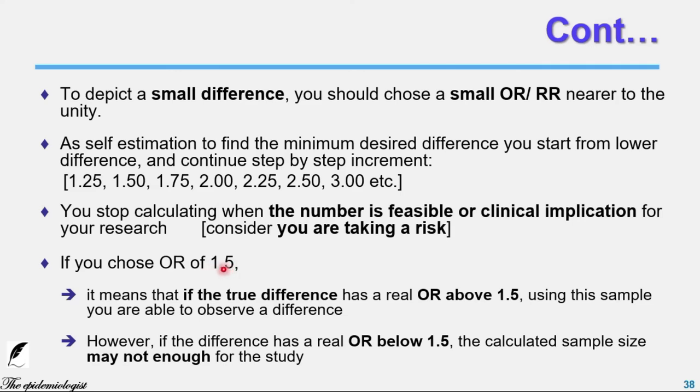For example, suppose you chose an odds ratio of 1.5. In that case, it means that if the actual difference has a real odds ratio above 1.5, using this calculated sample, you can observe a difference if there is a real difference. However, if the difference has a real odds ratio below 1.5, the study's calculated sample size is insufficient.